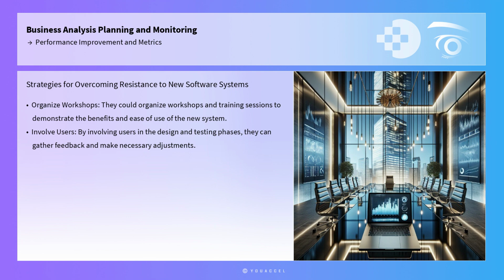For instance, a BA might face resistance when implementing a new software system. To address this, they could organize workshops and training sessions to demonstrate the benefits and ease of use of the new system. By involving users in the design and testing phases, they can gather feedback and make necessary adjustments, thereby increasing acceptance and satisfaction.